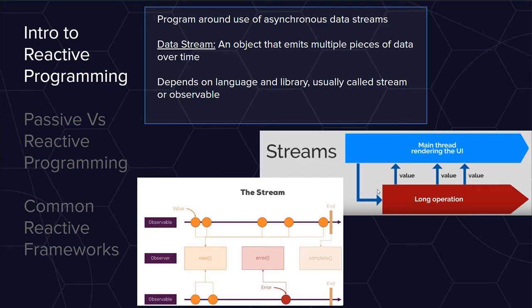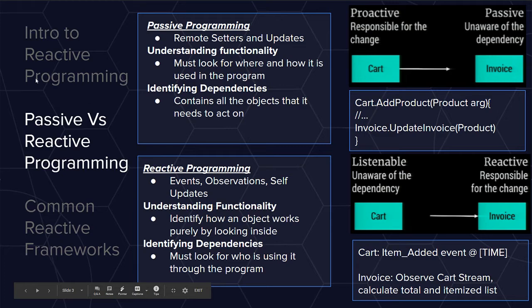And so while these data streams run along, they return values to be used in the main thread and in other operations. So first off, we need to address why it is called reactive programming, and what passive programming would look like. Passive programming is essentially what most of us are familiar with in the general sense. You've got remote setters and updates. So on the code section over here, where it says cart, add product, product arg, invoice.update, invoice with the product, these are familiar conventions that you're going to see in most object-oriented work. So you're probably familiar with passive programming, and it's probably what you already do.